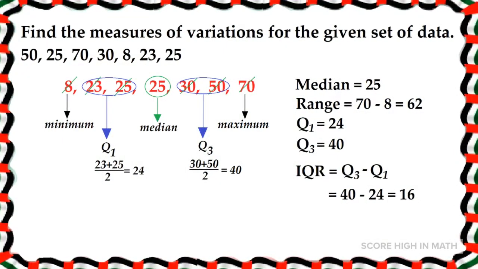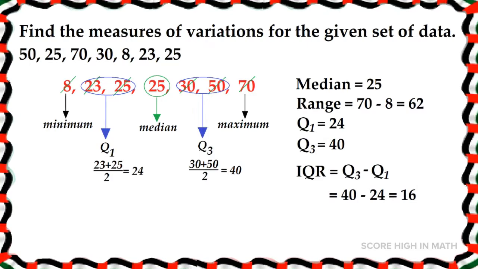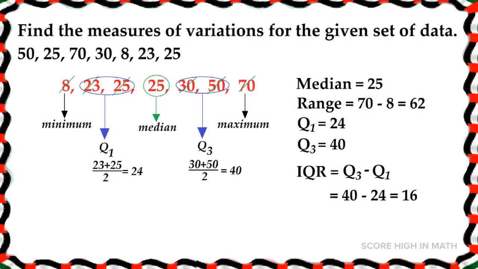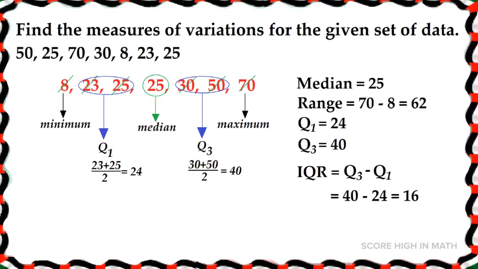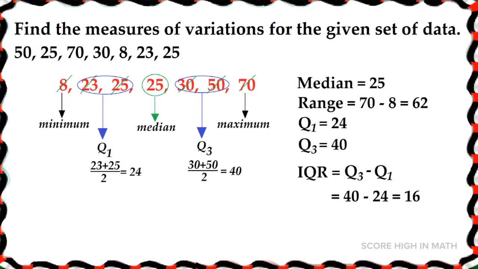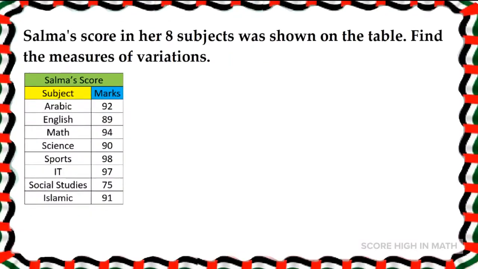The interquartile range is the third quartile minus the first quartile. So 40 minus 24 is equal to 16. 16 is the interquartile range.